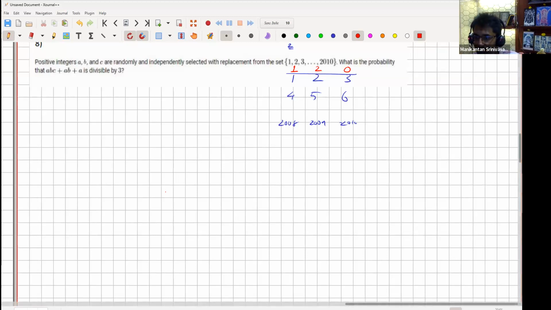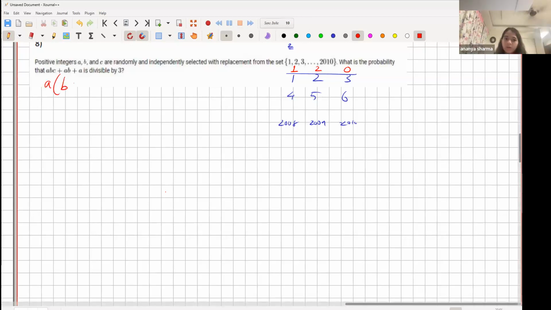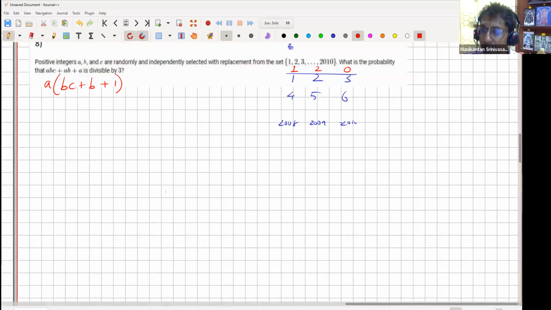Symmetrically placed. What you said, you went in a rush, Anahat. You meant if A is divisible by 3, then surely it's divisible by 3, because this expression we have is A into BC plus B plus 1. If A is divisible by 3, yes, I don't care about B and C. But A need not be divisible by 3. That part you're missing out.